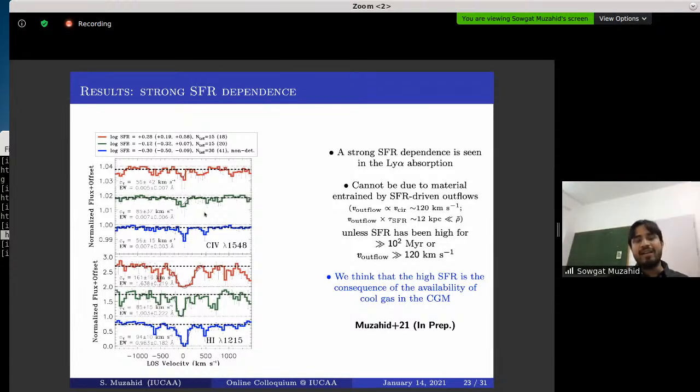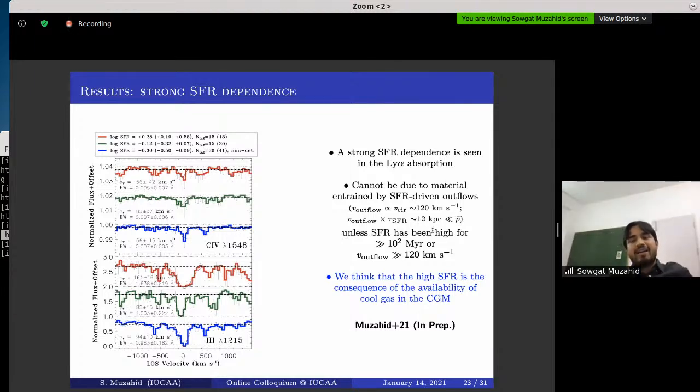But C IV, which is a metal line, doesn't show any strong trends with SFR, though the line is weak and noisy. And here the catch is that the trend that we see in H I cannot be due to material entrained by star formation driven outflows. It's simply because if you assume those momentum driven outflow models, and the outflow velocity is proportional to circular velocity, then the outflow velocity from these structures will be like 120 kilometers per second. And our star formation rates are calculated from UV continuum, and the associated time scale is like 100 million years. So if you multiply the outflow velocity and the time scale of the star formation rate, it is only 12 kiloparsecs.